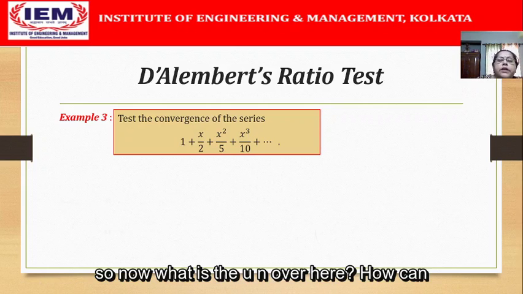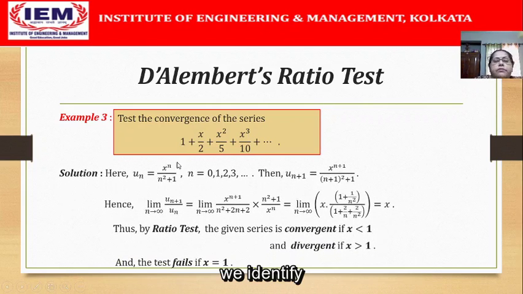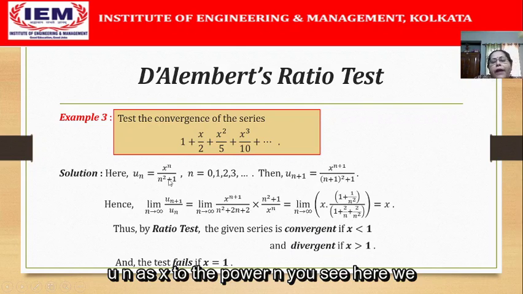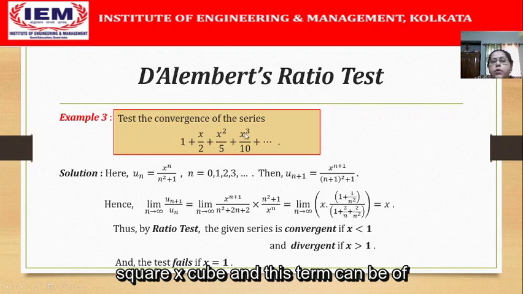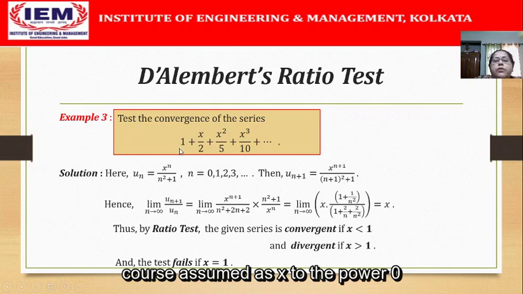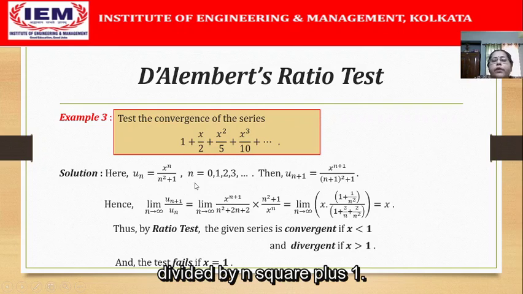So now what is the un over here? How can we identify un? We can write un as x to the power n. You see here we have x, x square, x cube. And this term can be of course assumed as x to the power 0. So we are starting here from n equal to 0. And we write un as x to the power n divided by n square plus 1.